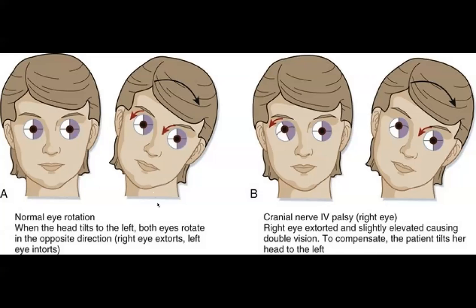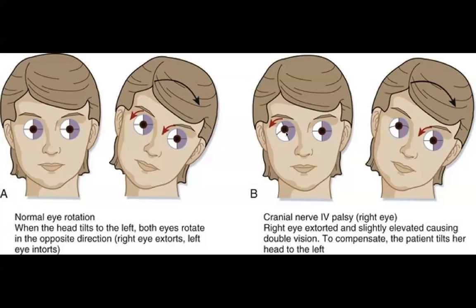So here for the trochlear nerve, if you can see, this is cranial nerve palsy on the right eye of the patient, and the head is tilted towards the left. Always remember, if there is right eye palsy, the head is tilted towards the left. So the child will tilt the head to the opposite side. This should be your observation when you observe in the video.